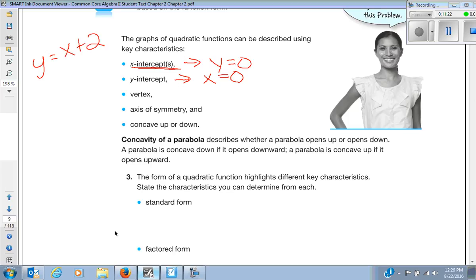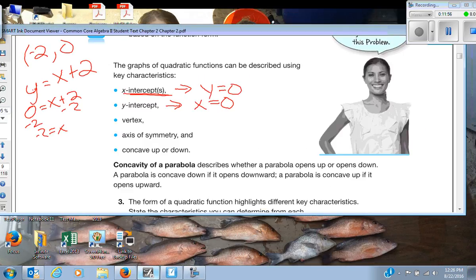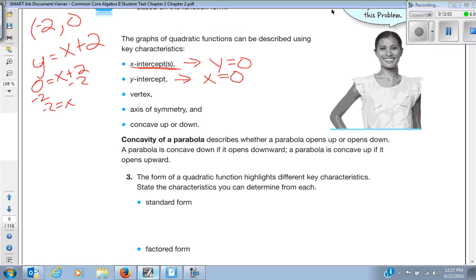If I said find the x-intercept, what would you do? Before you can do any math, what did you just say? You just told me, if you have the x-intercept, what do you know? So what can you do right here? You can put 0 equals x plus 2. You can use algebra, minus 2, and you can say x equals negative 2. So the x-intercept is negative 2, comma 0. Are you with me?